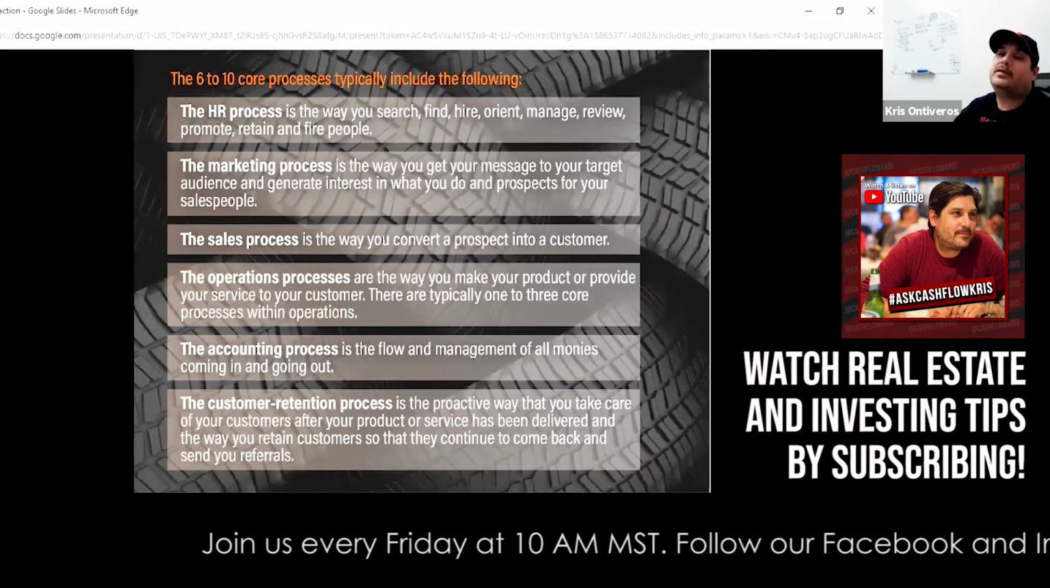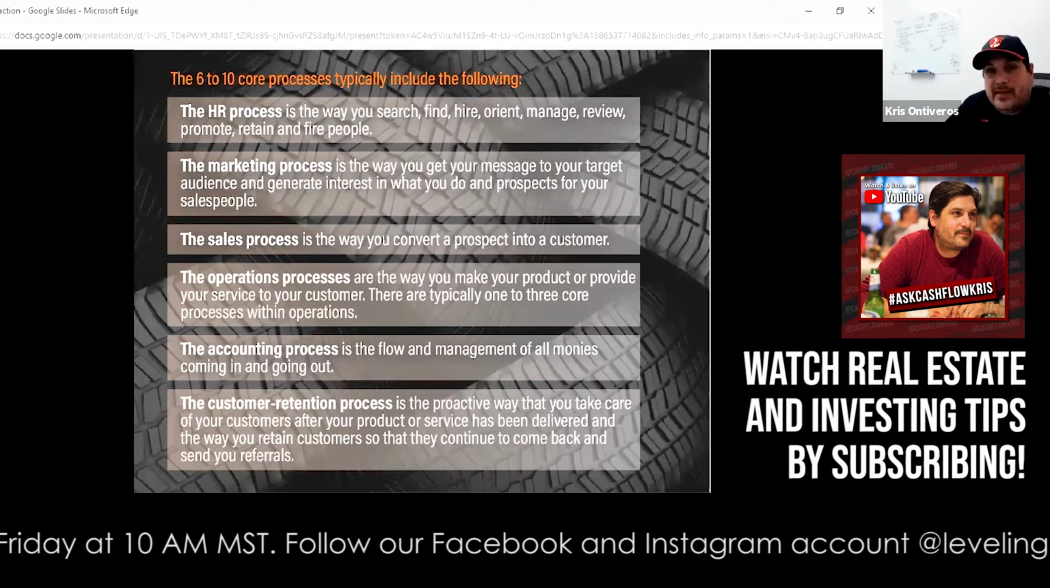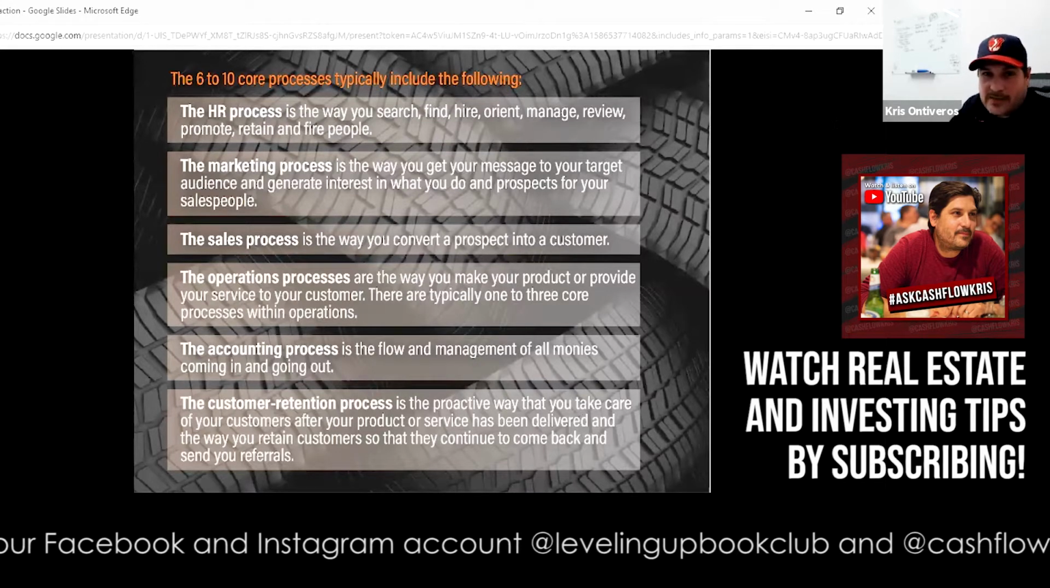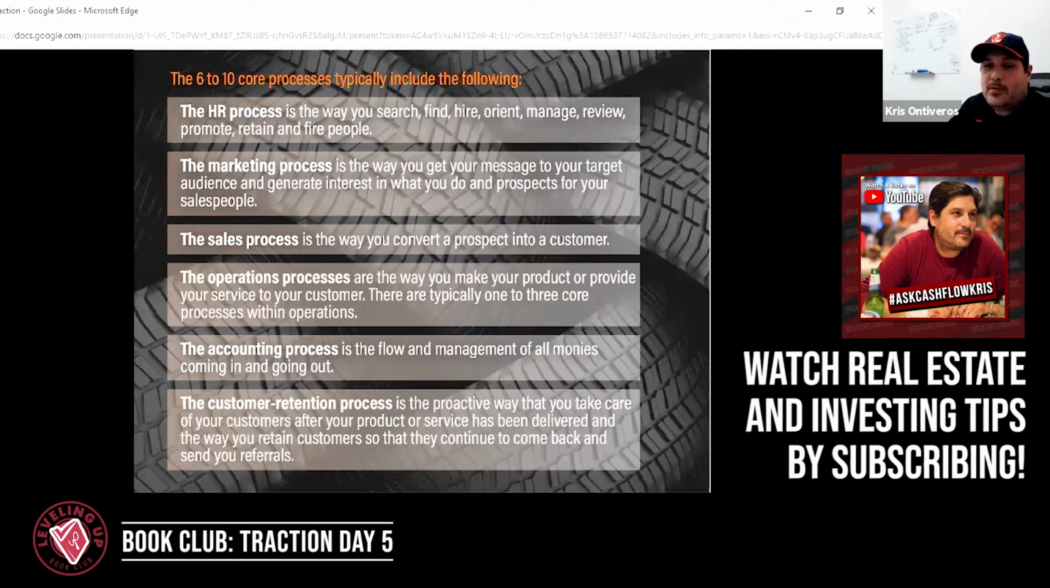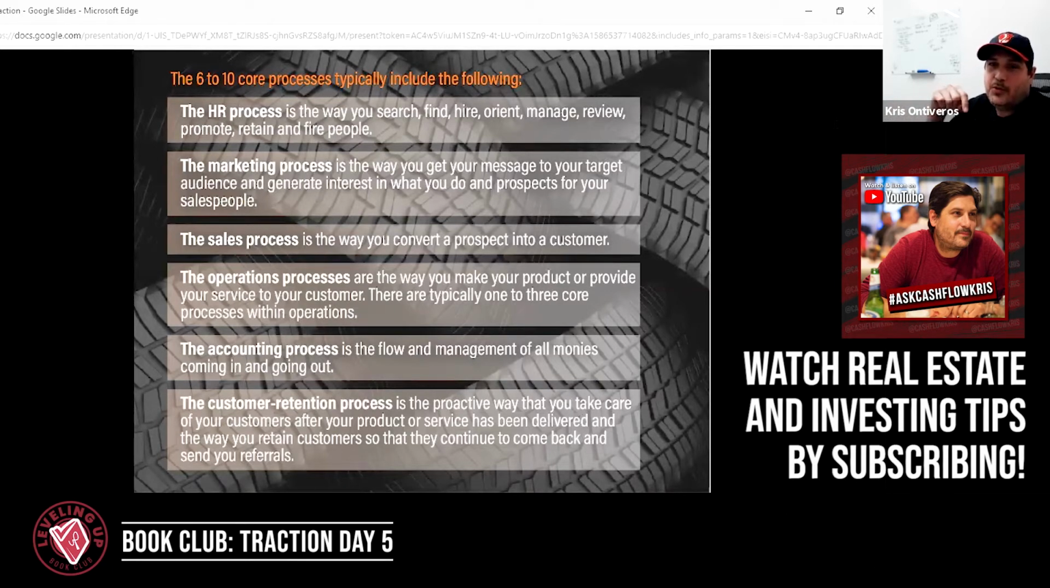Customer retention process. Oh my gosh, guys, this is huge for real estate agents. You would be amazed, about 90% of real estate agents don't have a customer retention process. When we were running our sales team, before I got mostly into investing, one of our processes was, whenever we sold a listing, we would add that buyer to our buyers list. Why? Because we knew that buyer's agent 9 times out of 10 is not going to follow up with them.